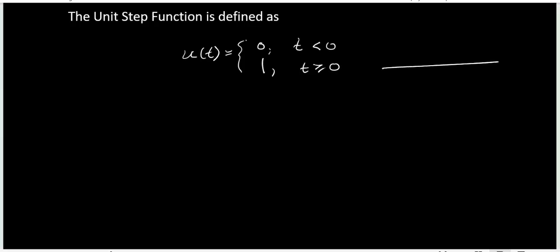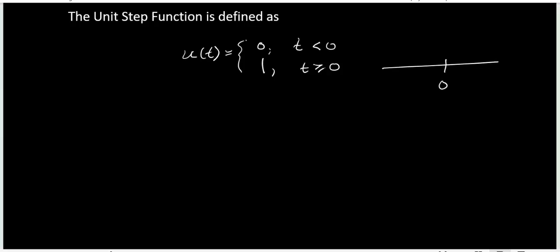The unit step function is defined as u(t) equals 0 when t is less than 0, and it is 1 when t is greater than or equal to 0. So when you draw a graph or on the number line, you can see 0 is here.